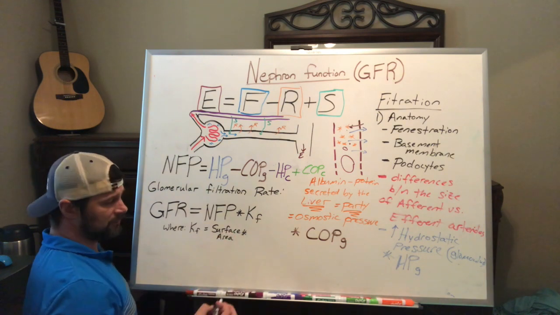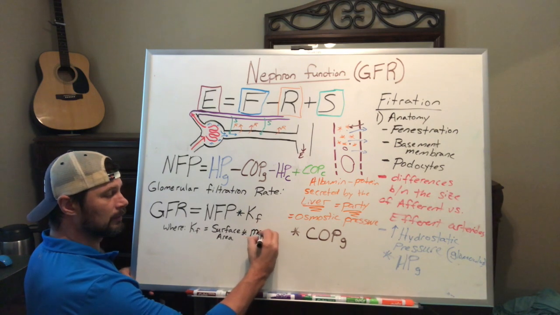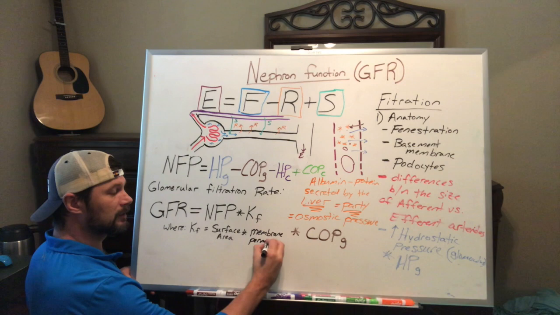The second part of the surface area has to do with the membrane permeability of the glomerulus.